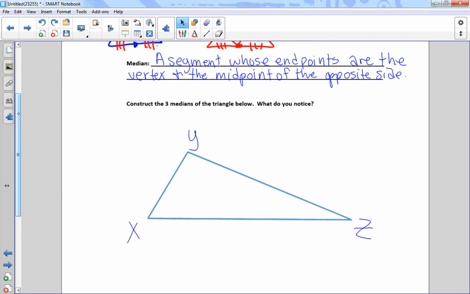Okay, let's find the midpoint between X and Y so we can connect it to Z. So, I need my compass tool. There we go. How do we find the midpoint again? We did this on the very first construction. How do we find a midpoint?